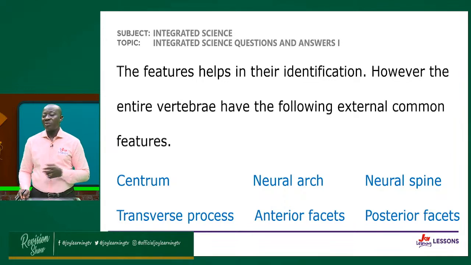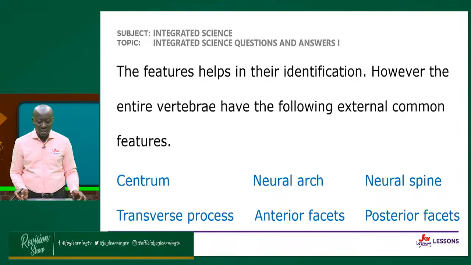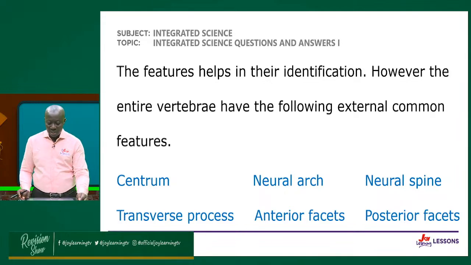That is why you hear us say that you have cervical, then thoracic, then from thoracic you go to the lumbar, then you have the sacral. It's because they have slight modifications that separate those bones. But in all, the bones are similar, just that one is smaller or bigger or more projected than the other. So the features help in the identification. However, the entire vertebrae have the following external common features.